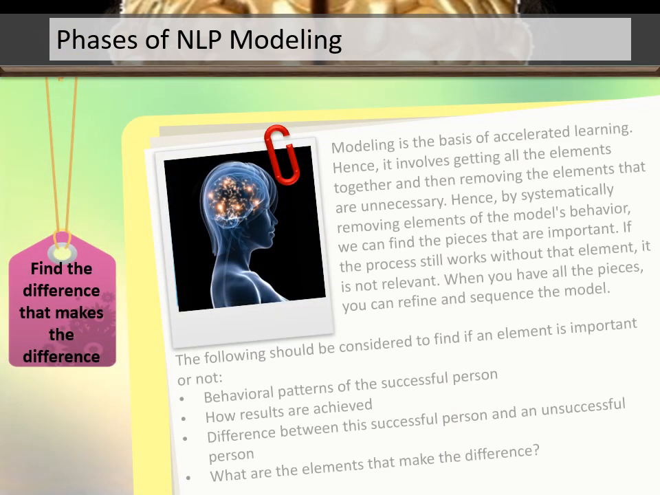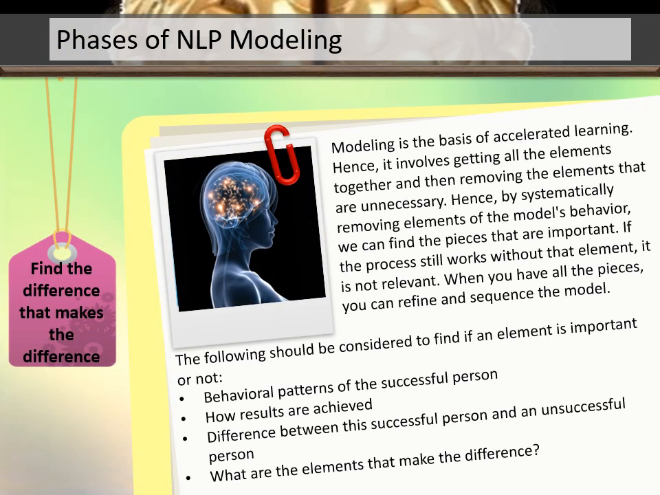Find the difference that makes the difference. Modeling is the basis of accelerated learning. Hence, it involves getting all the elements together and then removing the elements that are unnecessary. By systematically removing elements of the model's behavior, we can find the pieces that are important. If the process still works without that element, it is not relevant.